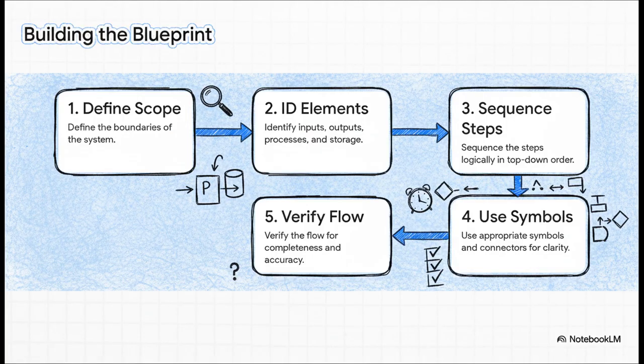Building this master blueprint means starting big. First, you have to draw a boundary around what you're mapping, what's in the system and what's out. Then, you identify every piece inside that boundary, all the inputs, all the computer processes, and all the final outputs. Then, you just arrange it all in logical order, telling the complete story of the system from A to Z.